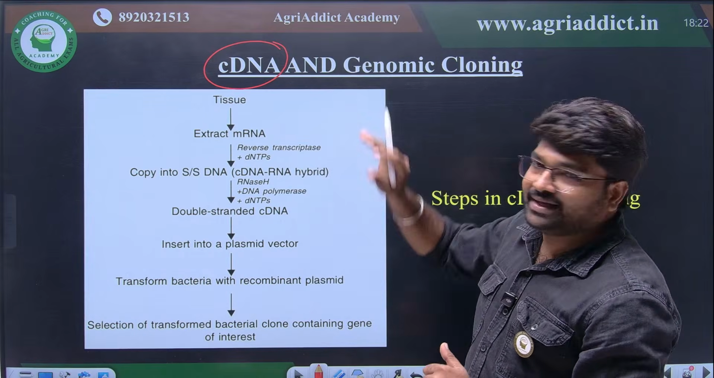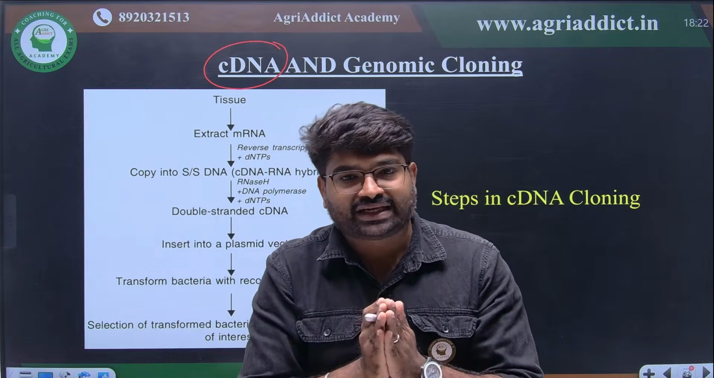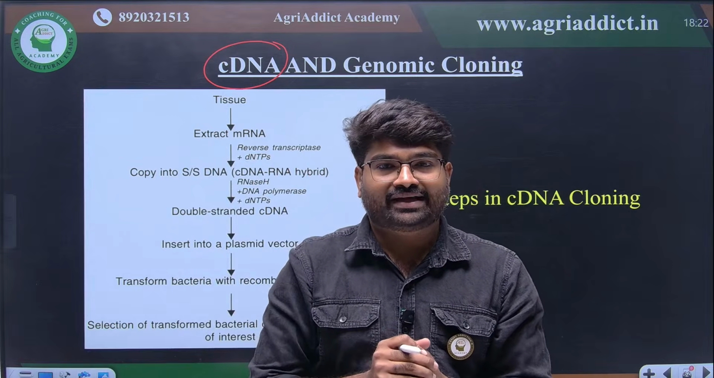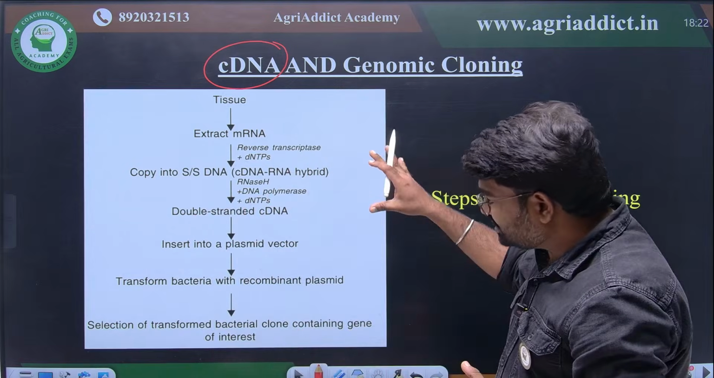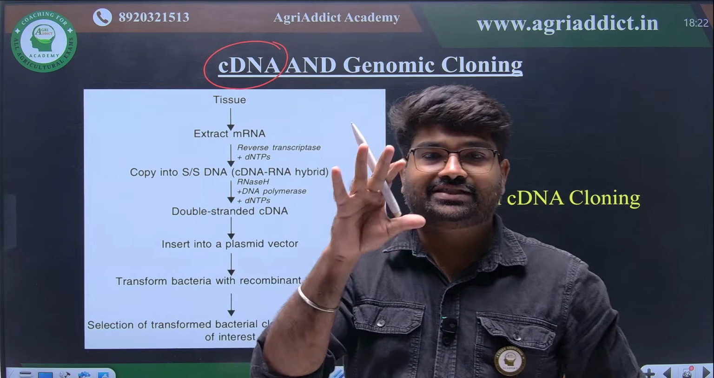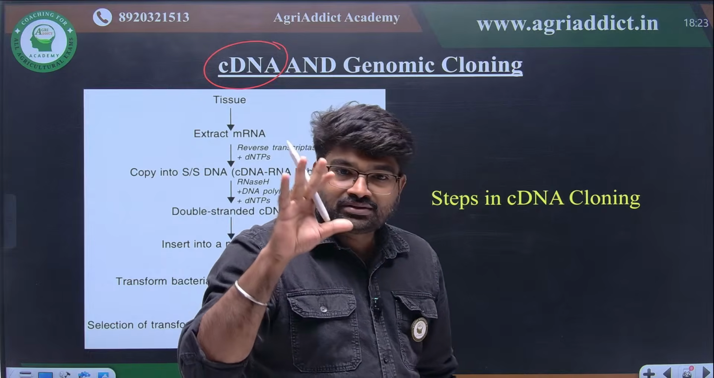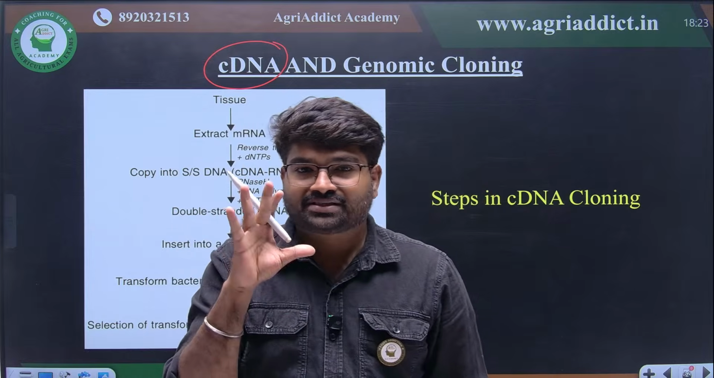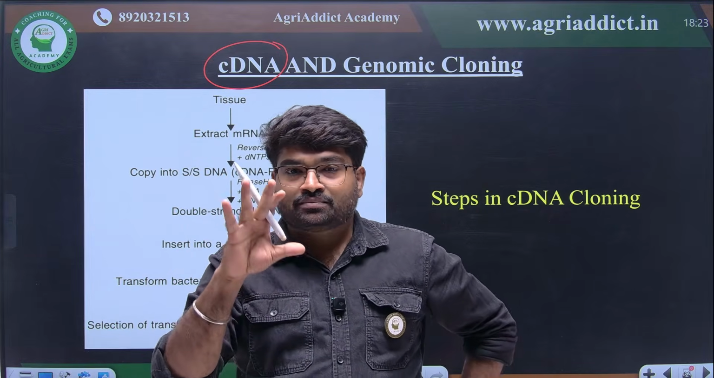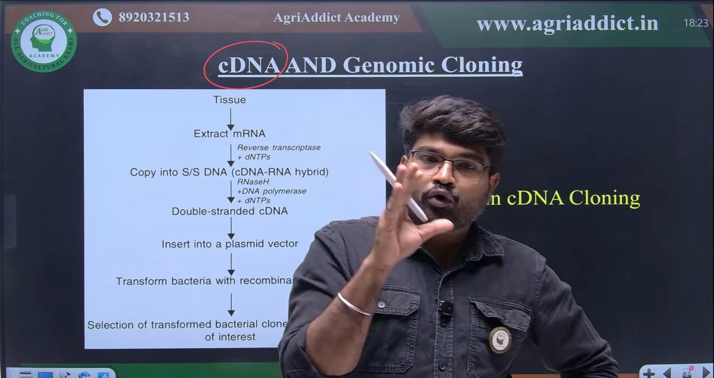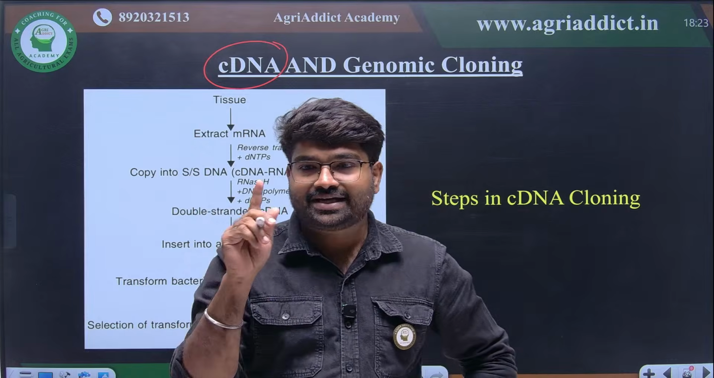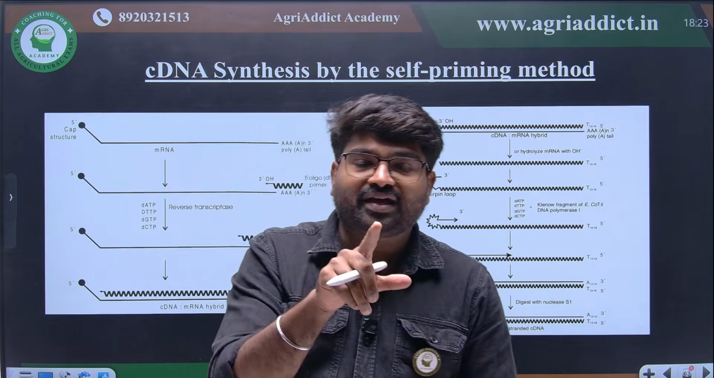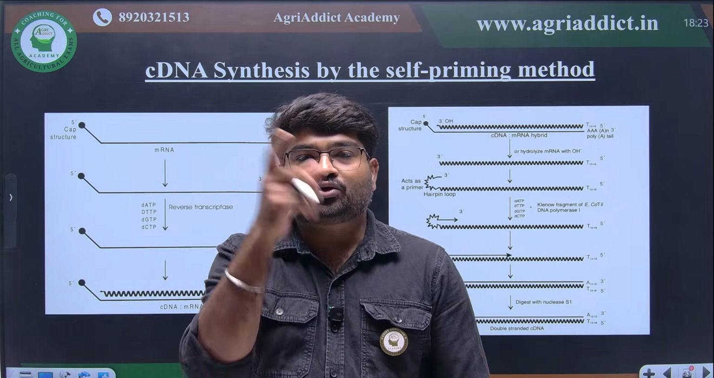Genomic DNA cloning means the genomic DNA will be isolated and converted into different fragments, then cloned in the vector in bacterium. The most important thing they will ask about cDNA and genomic cloning is that cDNA clones will always contain only the expressed genes. Clear? cDNA will have only the expressed genes, but the genomic DNA will have both exon as well as intron sequences. This is the most important question they will ask. And another important thing is how we can convert the messenger RNA into cDNA.